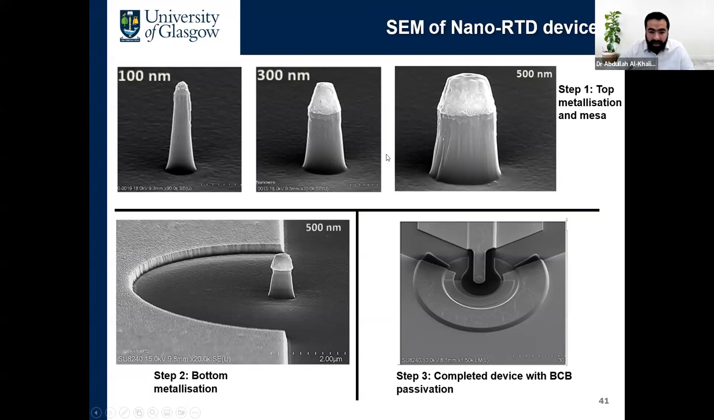Basically, we form the mesa first, then we put down the bottom contact. That is the circular metallization on the inside. And finally, we put the bond pad. So this is how we make our nano photodetectors.